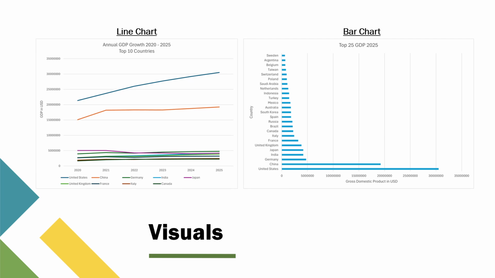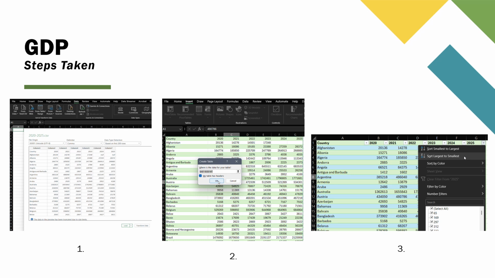When we move over to the bar chart, we're looking at the top 25 GDPs in the year 2025. We can see that in 25th place, we have Sweden. And all the way at the top, we have the United States. One of the benefits of this bar chart is the scale to which we see the difference in production by these nations. Let's go over how exactly we made these visuals for the GDP dataset.